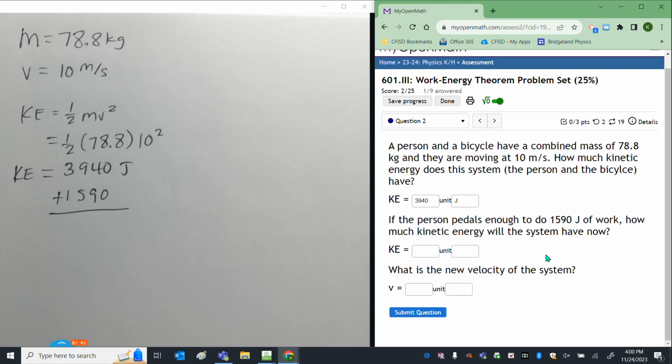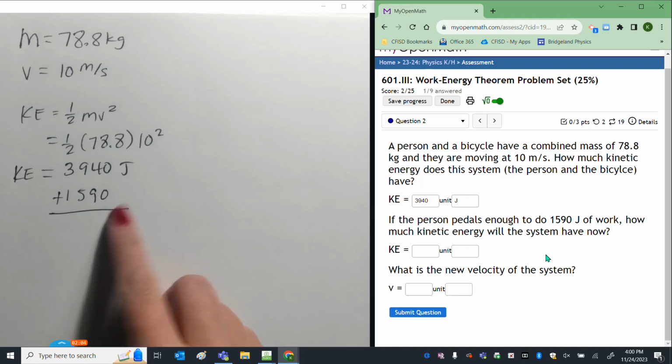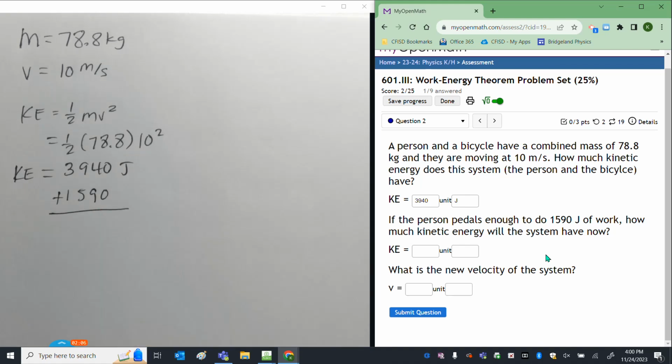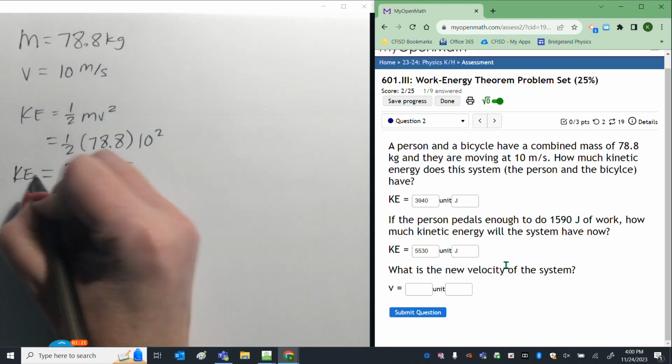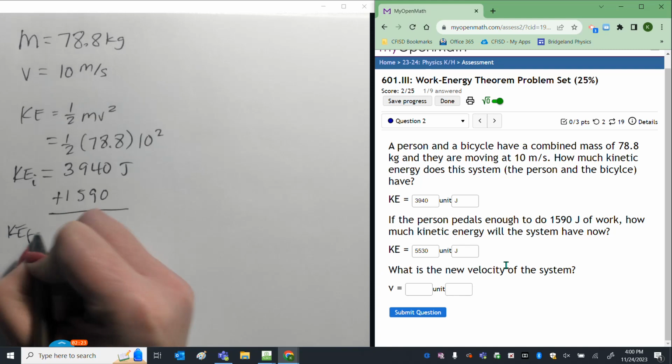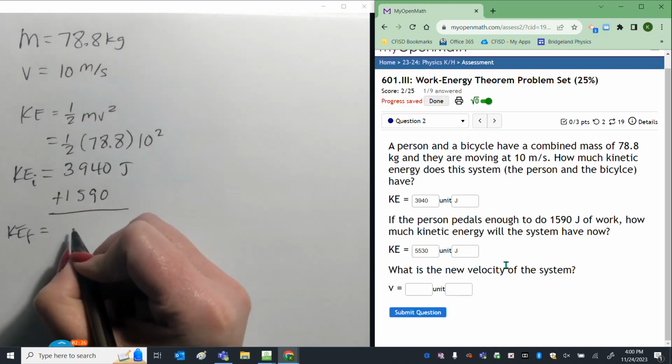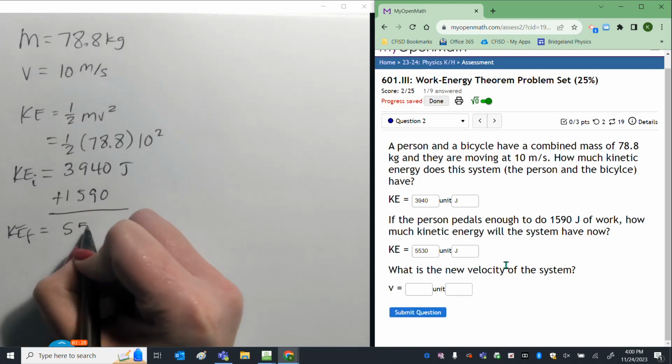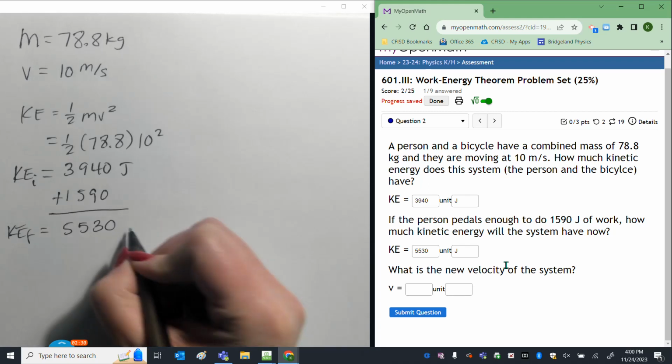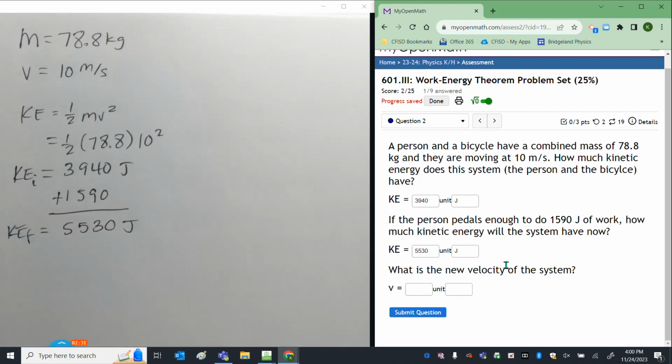Okay, so that work is being done to increase the total kinetic energy of the system. So plus 1590, and that gives us a new kinetic energy of 5530, and again, still in units of joules. So this is my initial, and this is my new KE final, 5530 joules. What is the new velocity of the system?